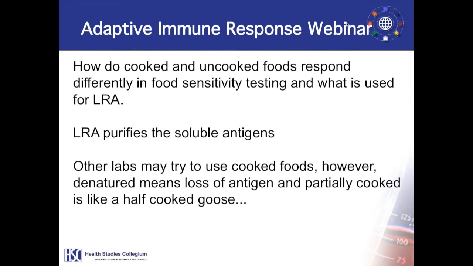So LRA purifies the soluble antigens, and other labs may try to use cooked foods, but denatured means loss of antigen, and partially cooked is like a half-cooked goose. If you're going to cook a goose, really cook it. A half-cooked goose doesn't really get you what you need.